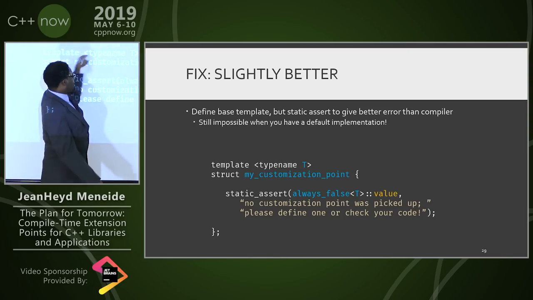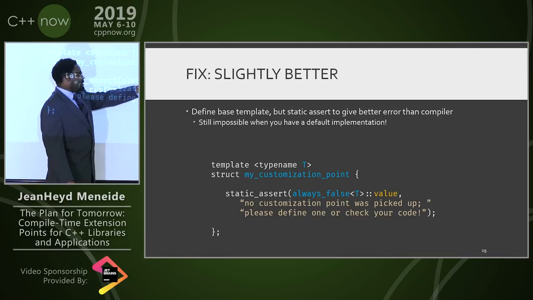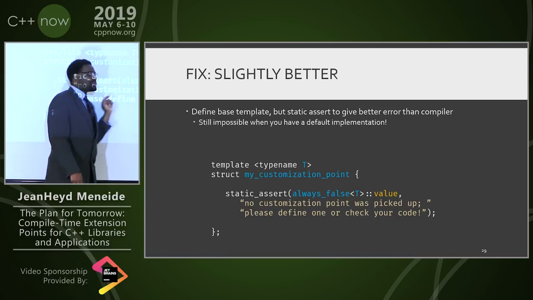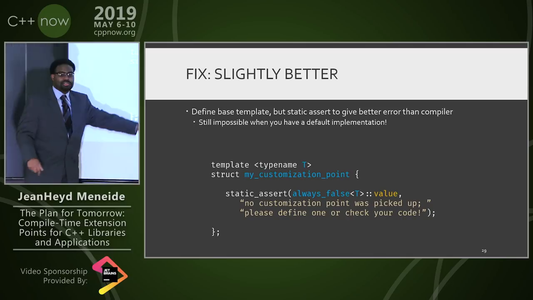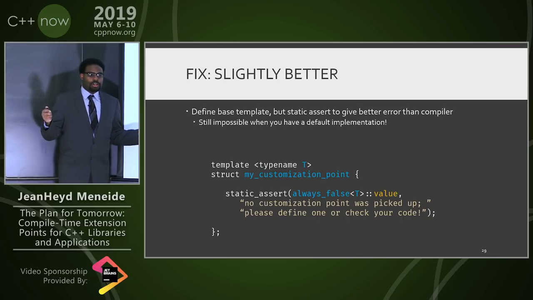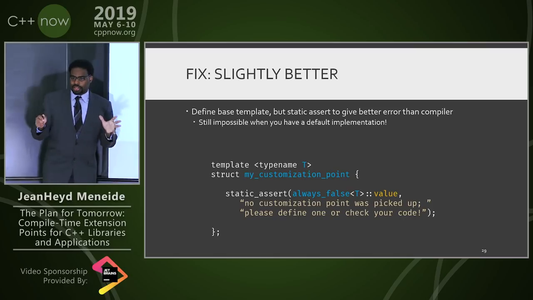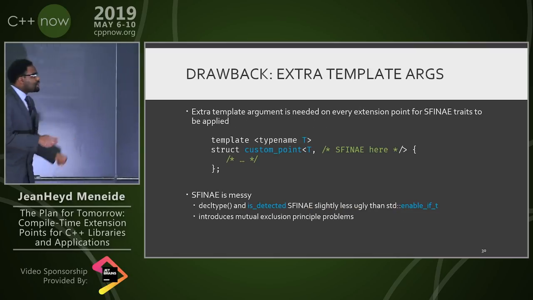And so even if this is a templated context, you will always get an error if you don't run it through a template, right? It has to be dependent. The value that comes out of here has to be dependent. Otherwise, the static assert will get eagerly evaluated, and it will blow up your code even when you're not calling the extension, even when you are calling the proper extension point, right? Everybody understand how that works?